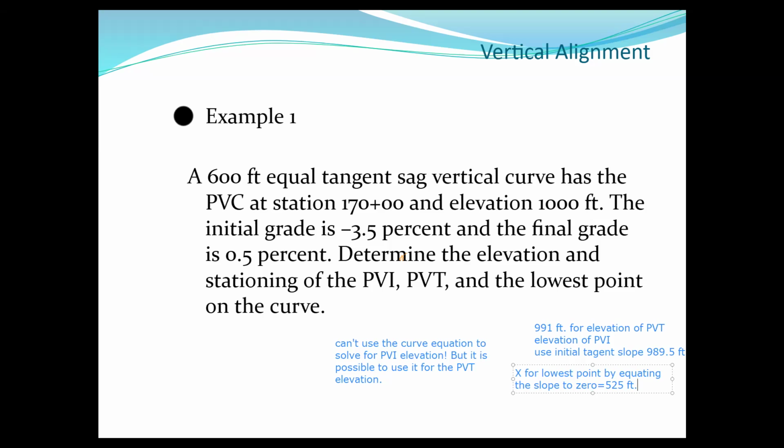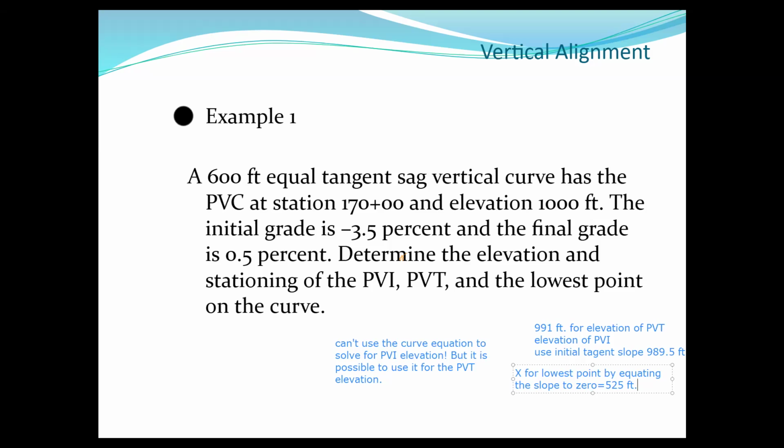As x goes up, your slope is going from negative 3.5 to 0. At 525 feet, it becomes 0. And then for the rest 75 feet, it becomes higher. It increases from 0 to positive 0.5. Okay, so that's what has to happen. So this number looks correct to me, 525 feet.